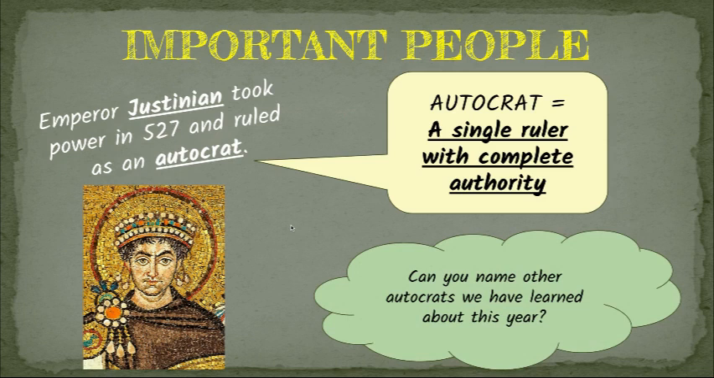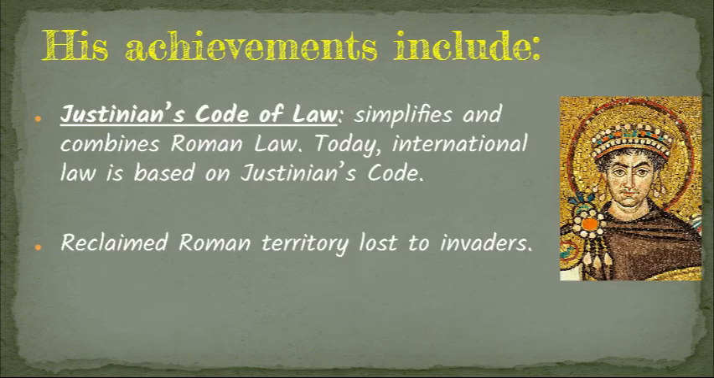Right? Can you think of another autocrat we may have learned about this year? Another person who had complete control. So, the reason why we focus on Justinian is that Justinian increased the size of the Byzantine Empire. He brought it to its height. He emphasized some really big building projects in order to beautify the city of Constantinople and bring it to its height so that it reminded people of what those old Roman cities had been so impressive about.